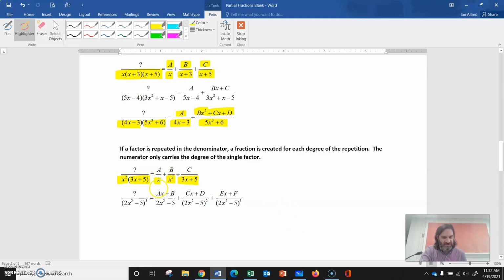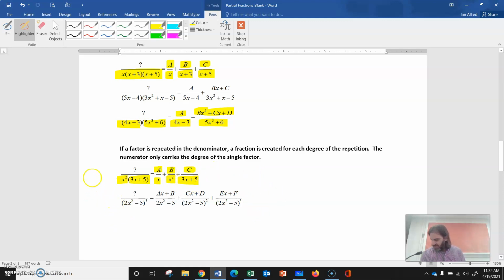So we need to focus on the true factor, which in this case is just x to the first. So we're going to make the numerator 1 degree less, which will just be a, the constant. And for every fraction that we build after that, we'll use the same type of numerator. So even though we're using an x squared, the true factor is x, so we'll still use a constant there, just b. And over the 3x plus 5, we're using c from above.